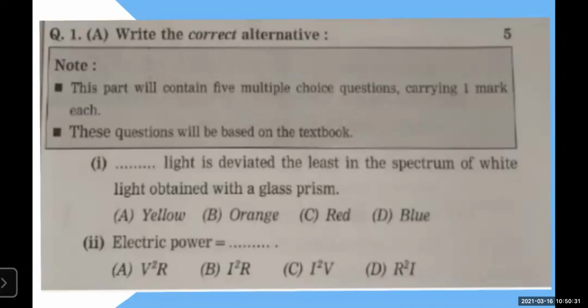This question number 1A contains 5 multiple choice questions. I think many of you have solved 3 to 4 to 5 papers, so you must have understood the paper pattern. In MCQs, there will be 5 multiple choice questions carrying 1 mark each. So 5 MCQs will be for 5 marks. These questions will be based on the textbook only.